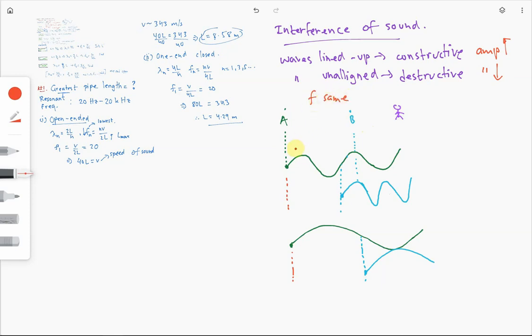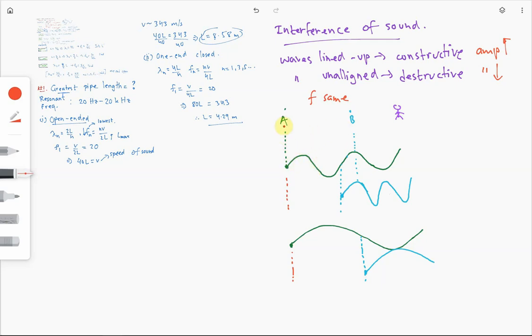And let's look at the wave produced by A. Now, again, I'm not saying that sound waves are transverse waves. This is just easier to picture. That's why I'm drawing sound waves as transverse waves. We already know that sound waves are, in fact, longitudinal. Okay?